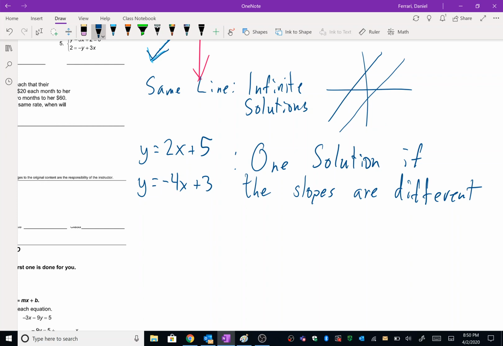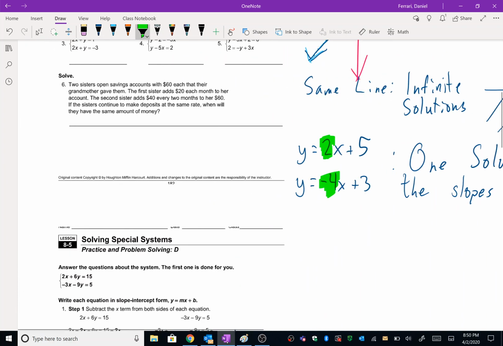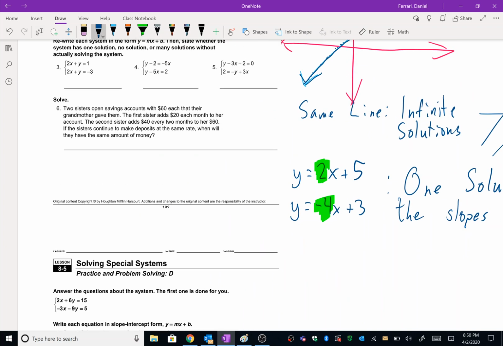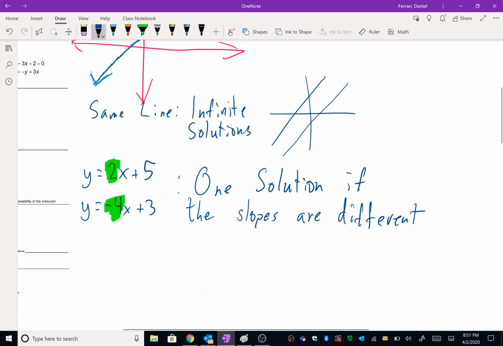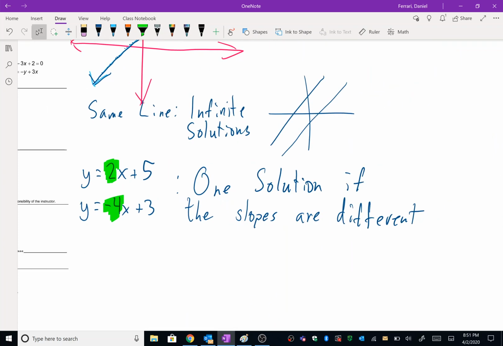So in this case, in my example here, this would have one solution because the 2 and the -4 are different numbers. Okay, so if you see two different slopes, you know there is only one solution. So for example, in number 3 here, I would take these equations and solve them for y, and then I would just compare my slopes, compare the numbers that were next to x, and if they were different, then I would know I have only one solution.